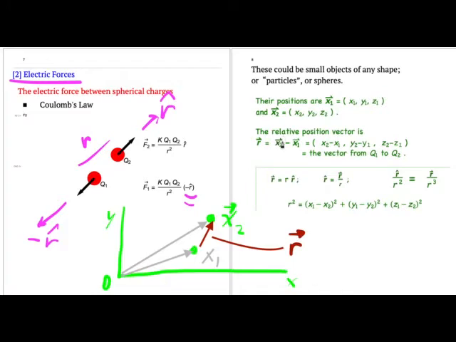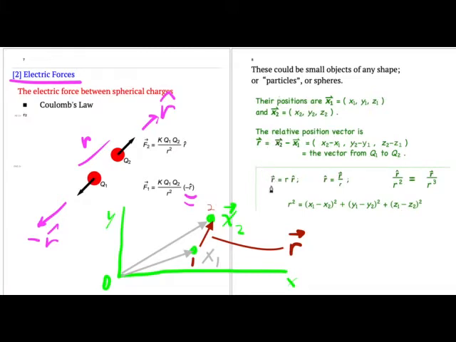It's x2 minus x1. Or I could say x1 plus R is x2. So if I go the distance x1 plus R, I end up at the displacement x2. So R is x2 minus x1, or in terms of coordinates, x2 minus x1, y2 minus y1, z2 minus z1. It's the vector that goes from q1 to q2. R points from q1 to q2.